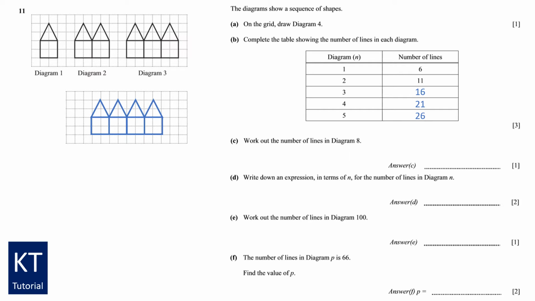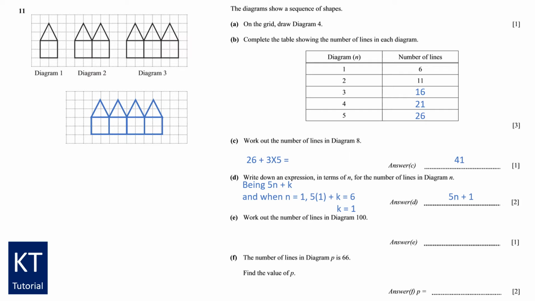Next, work out the number of lines in diagram 8. We could think of this as 26 plus 3 times 5, which comes to 41. Next, write down an expression in terms of n for the number of lines in diagram n. By doing the math, we should get to it being 5n plus 1.